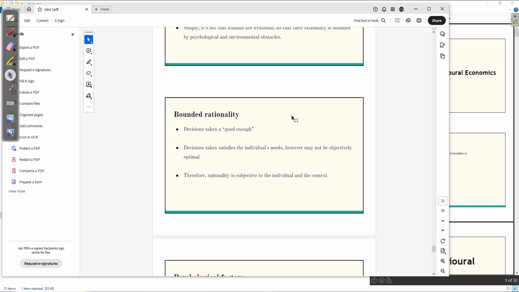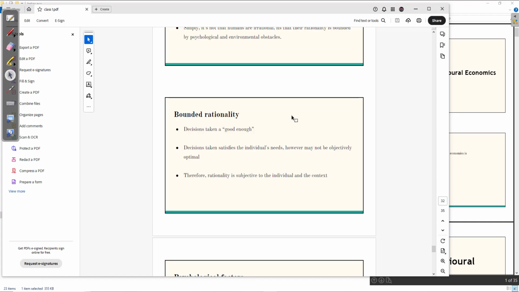Okay, so rational and irrational. When I'm talking about rational, it's in terms of classical economics. But that's not totally true. If you are able to take good decisions, even under the impact of these psychological and environmental factors, then you are also taking a rational decision. So it is bounded rationality. You are rational, but it is bounded, limited by these things.